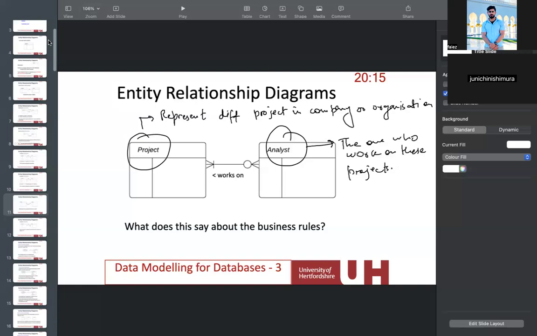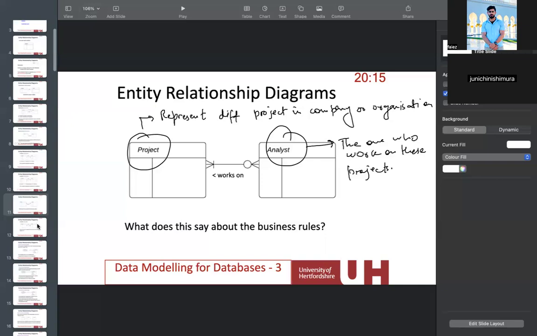Yes, that is mandatory participation. That is what I was telling you. This is called mandatory participation, which means both project and analyst entities are connected with this, which basically shows that every analyst must be assigned to at least one project. Exactly, at least one. So that's why I don't need to put another line here, because the last one had two lines, right? But this one only has one.